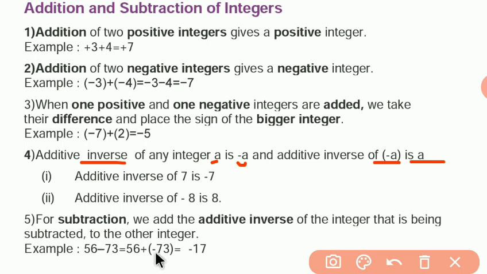So 56 minus 73. It means we have to subtract 56 from 73. So the answer will be 17. And you have to put the sign of the bigger integer. So you can see out of 56 and 73, 73 is the bigger integer with negative sign. So the answer will be negative, minus 17. I hope you all understood all the 5 points.